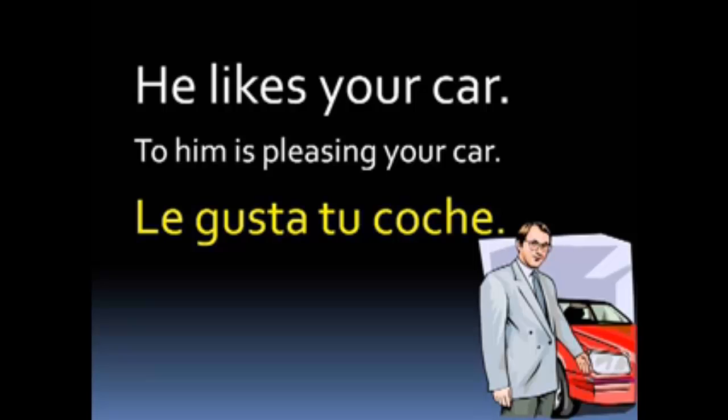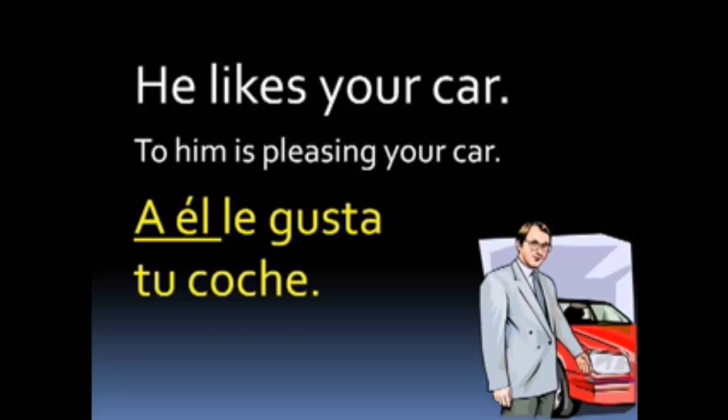Now, we're not really sure here if the le is to him, to her, or to usted. So you can always clarify with "a él le gusta tu coche" or "a ella le gusta tu coche." Whenever you have the le, you can add the a él, a Mario, a Miguel. You can add that a, then the person, to clarify what the le is. Now you can also use that a to emphasize. We'll talk about that more in just a second.